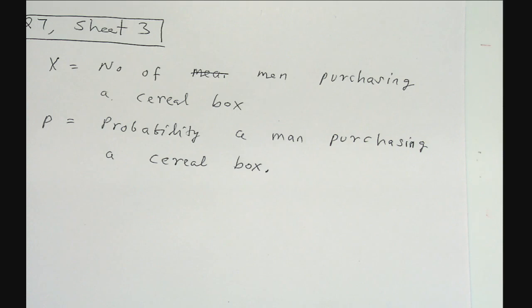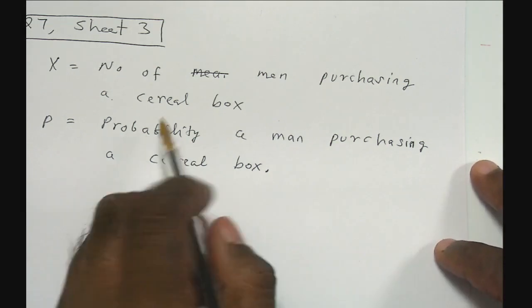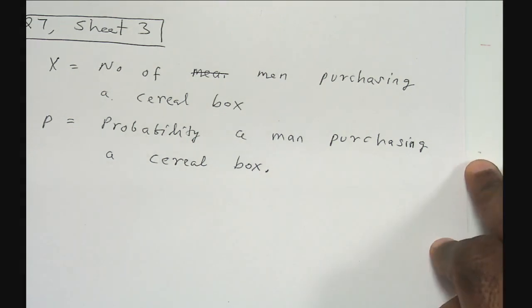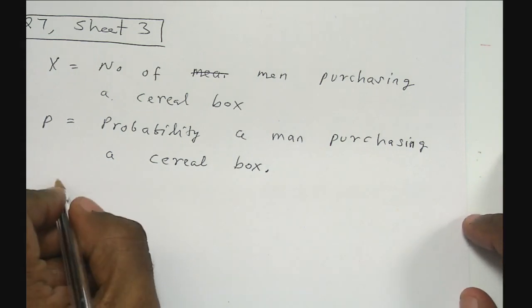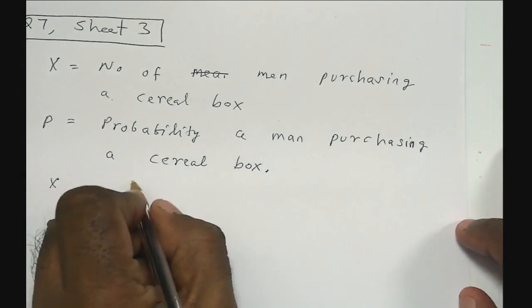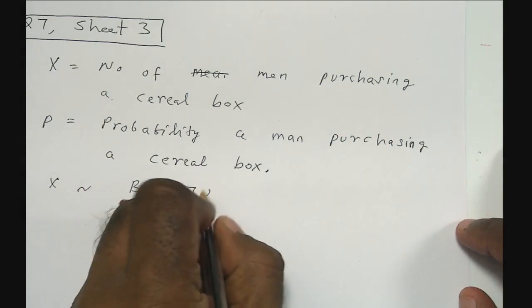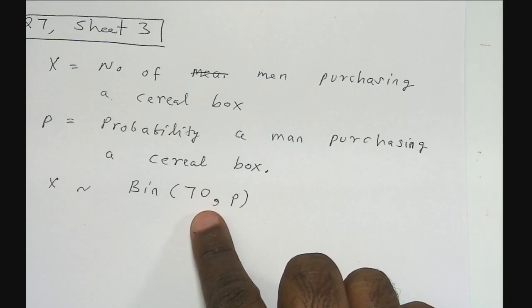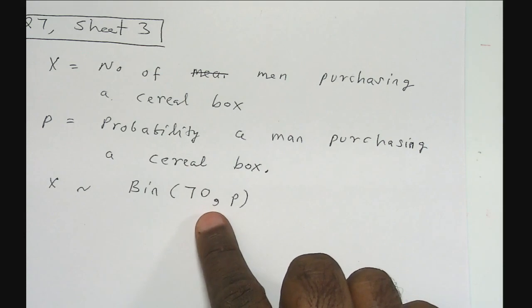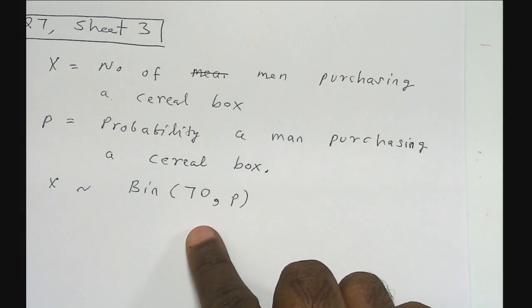Where x is the variable of interest, x is the number of men purchasing a certain cereal box, and p is the probability that a man purchases a cereal box. It was clear from the question that x has the binomial distribution with parameters 70 and p, where 70 is the total number of purchases, and out of the total number of purchases, 58 were bought by men, and the remaining 12 were bought by women.